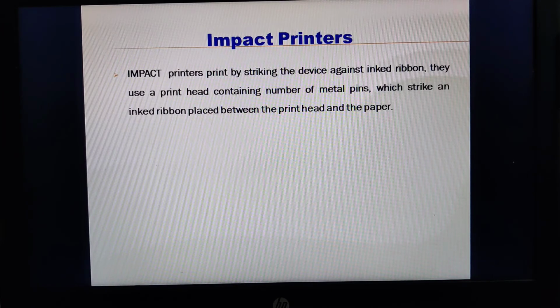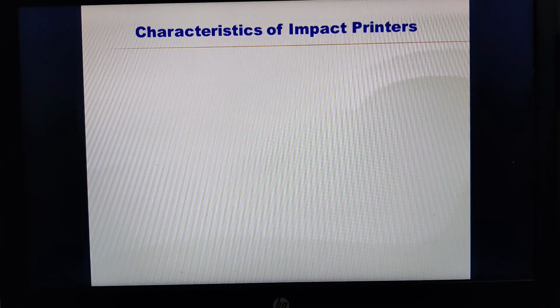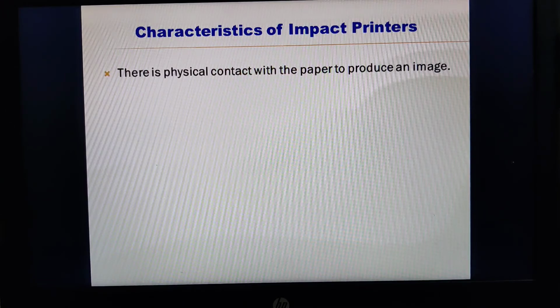Let us discuss the different characteristics of impact printers. The first one, as I said, is the striking mechanism. Therefore, they make physical contact with the paper to produce an image. These metal pins make physical contact; that means they strike against the ink ribbon and again strike the paper. So, to produce an image, they make physical contact.